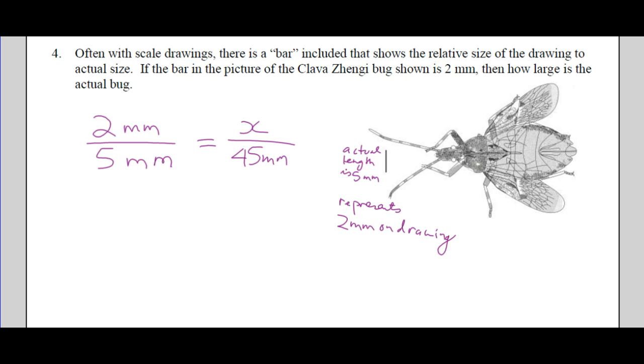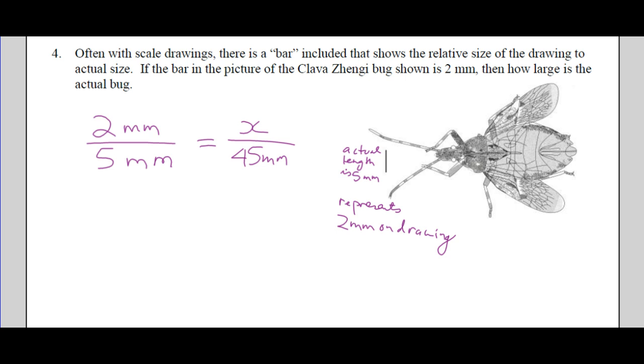Okay, so we set up our scale as drawing over actual, right? So 2 over 5, and that is x over, and then we can measure on the diagram the actual length, which is 45 millimeters, or 4.5 centimeters. Okay, you need rulers too. We don't have rulers. We're going to get through this. And so then we have to figure out what x is.